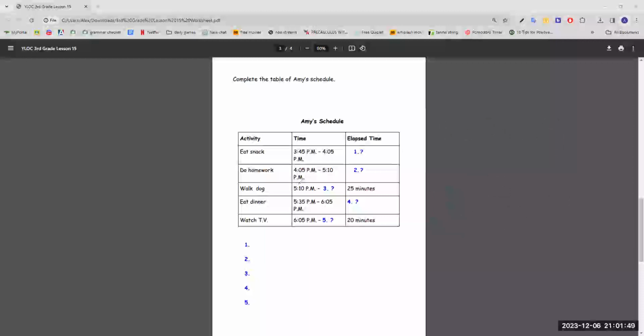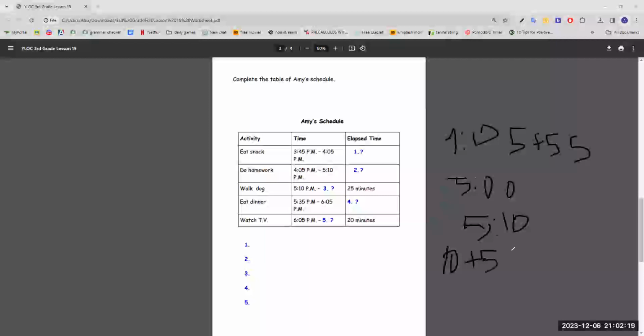Number 2, the start time is 4:05 p.m. and the end time is 5:10 p.m. So let's get this 5 minutes to become 00. And we do that by adding 55 minutes. So it becomes 5 p.m. And the difference between 5 p.m. and 5:10 p.m. is 10 minutes. So we do 10 plus 55, which is 65 minutes, or 1 hour and 5 minutes.